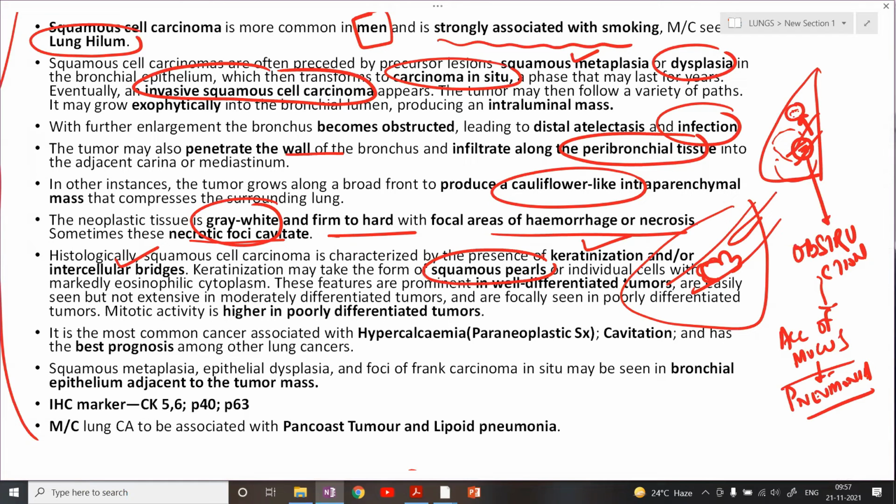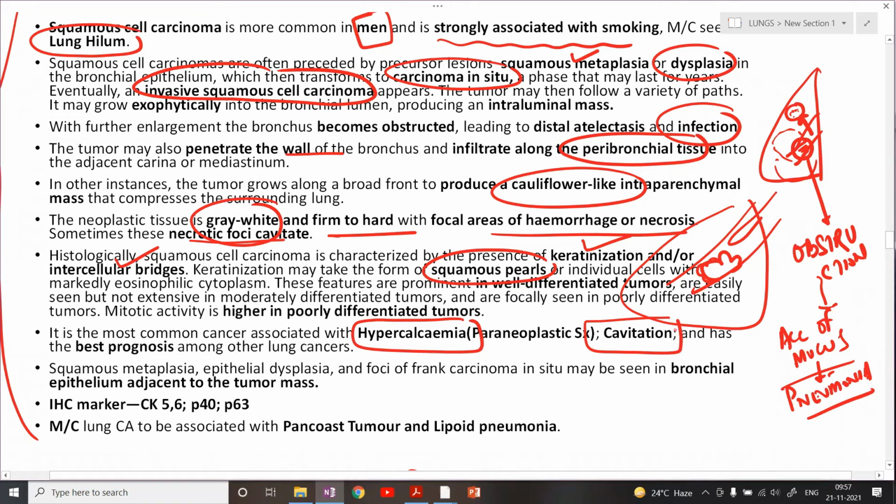Now if the squamous pearls are not that much visible, or in very few areas you will be able to see, then it will become moderately differentiated. If it is not at all seen, it is called poorly differentiated squamous cell carcinoma. Now it is associated with paraneoplastic syndromes like hypercalcemia. It is very commonly associated. So the most common cancer associated with hypercalcemia is squamous cell carcinoma of the lung. And it will show cavitation also.